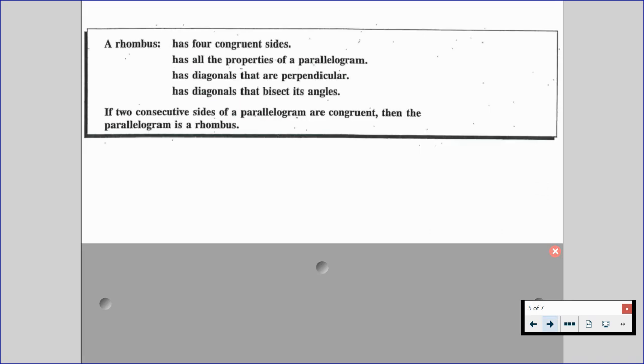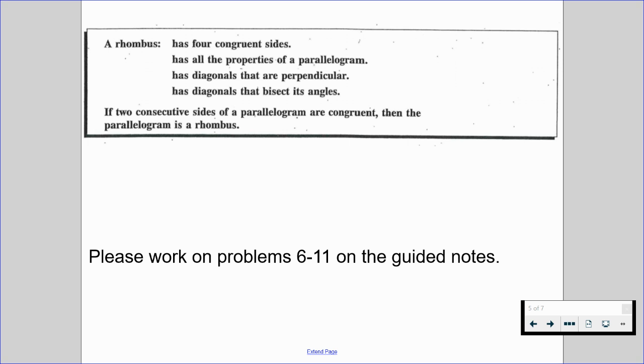So a rhombus has 4 congruent sides, has all the properties of a parallelogram, has diagonals that are perpendicular, and has diagonals that bisect its angles. And if 2 consecutive sides of a parallelogram are congruent, then the parallelogram is a rhombus. So a rhombus is again different than a rectangle. With this in mind, please work on problems 6 through 11 on the guided notes and resume when you're ready to move forward.